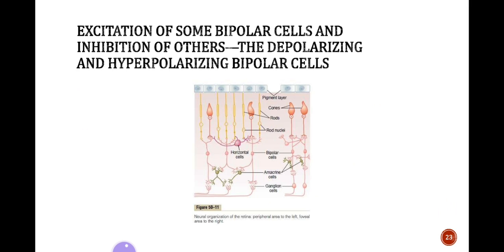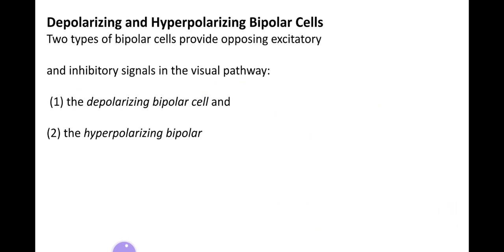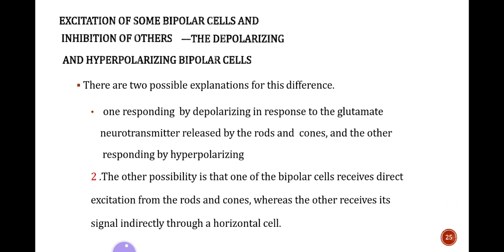So they are either excitatory or inhibitory, depending upon whether they depolarize or hyperpolarize. So we have the two types of bipolar cells providing opposing excitatory and inhibitory signals in the visual pathway: the depolarizing bipolar cells and hyperpolarizing bipolar cells.